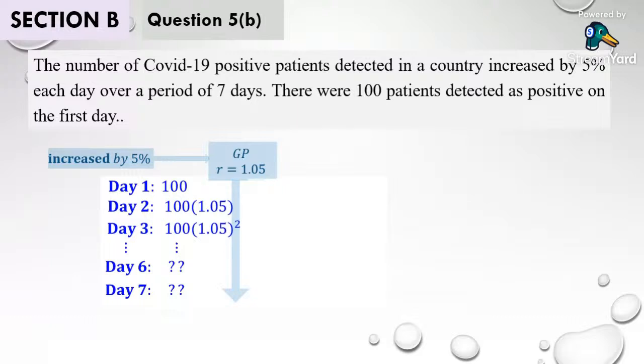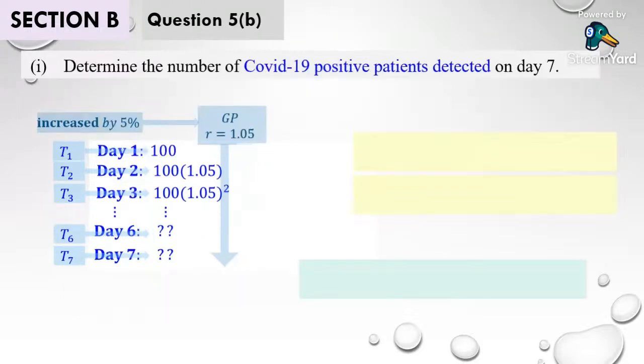Okay, go on. Here, I consider T1, T2, T3 until T7 according to the days. T1 is the number of patients for the first day, T2 the second day, T3 the third day, so on and so forth. And now, what we want to do for the calculation here is part 1: determine the number of COVID-19 positive patients detected in the 7 days. Okay, I'm not sure the version that you have sudah buat pembetulan belum.